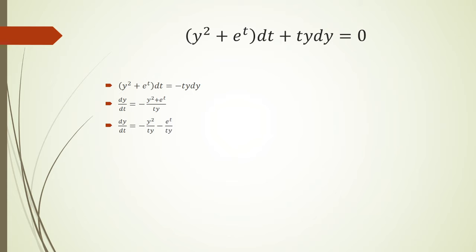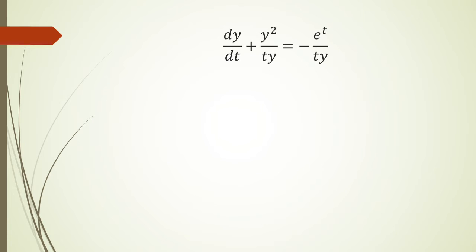And I'm going to break up the fraction. So there's a common denominator of ty, so the numerator will be negative y squared and negative e to the t. Move over the y squared over ty. And the reason we're doing all this is because we want to compare it to a Bernoulli equation.